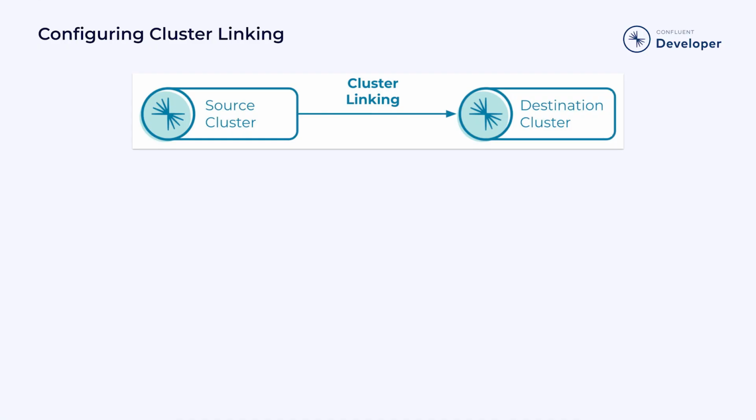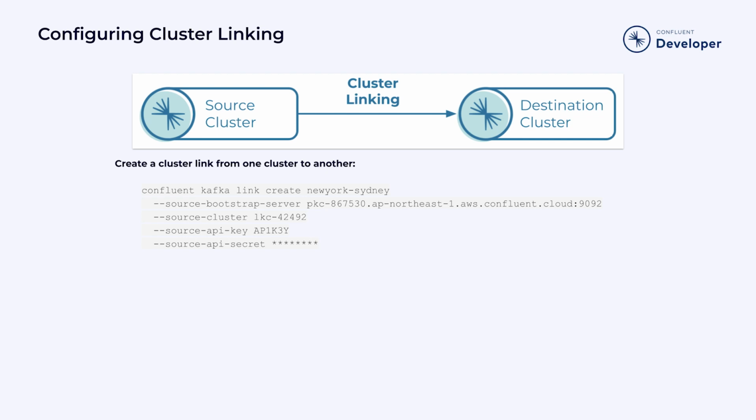Let's take a look at how cluster linking makes it easy to create a bridge from Confluent Platform clusters in an on-premise environment to a Confluent Cloud cluster in a cloud environment. There are two steps involved in cluster linking. First, a link is defined between the source and a destination cluster. Then, a mirror topic will be created on the destination cluster and associated with the cluster link.